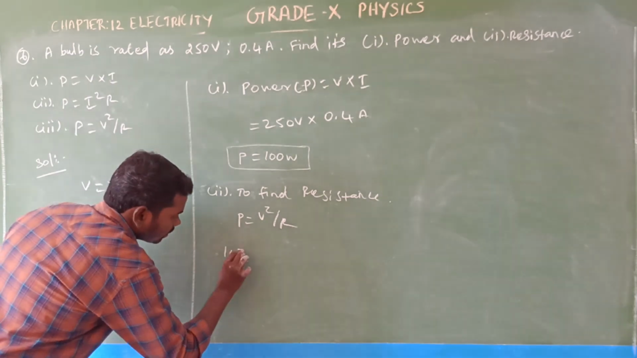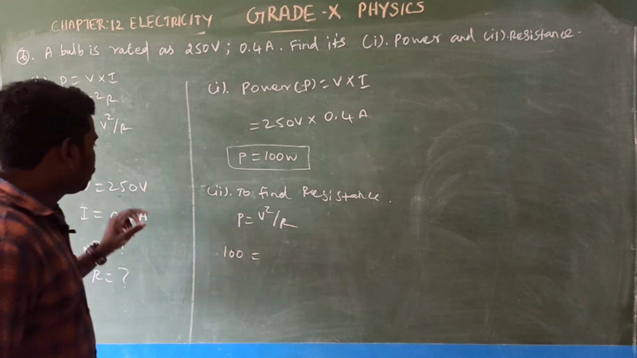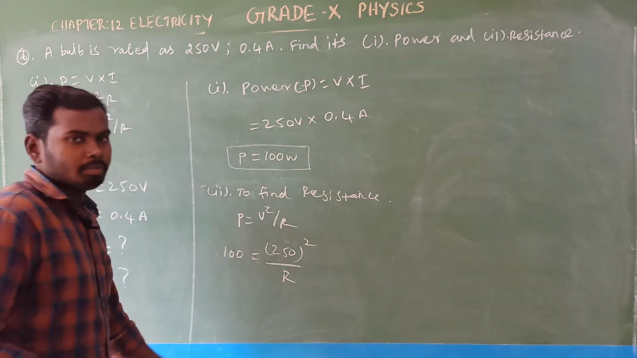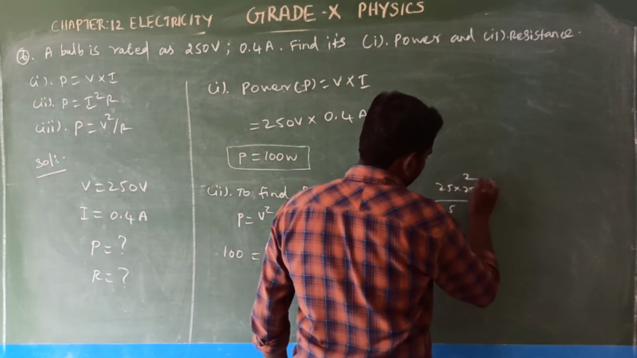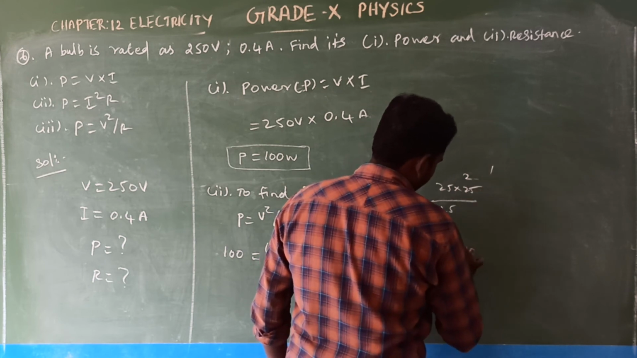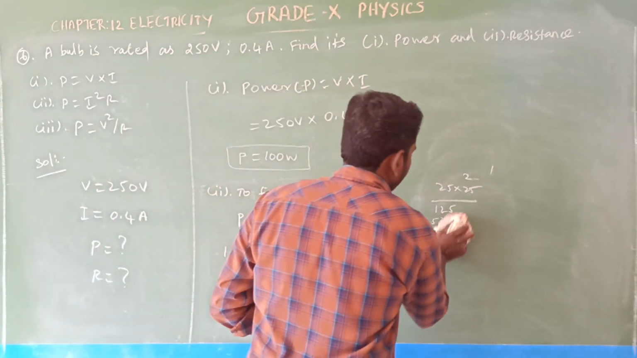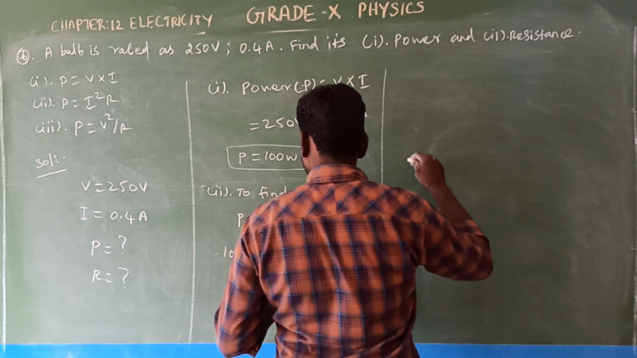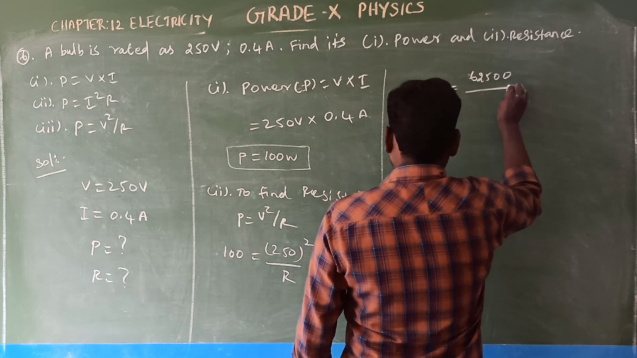P value is equal to 100, which is equal to V squared, the voltage is 250. So 250 whole square divided by resistance R, let it be. 250 into 250 is equal to 62,500. So 100 is equal to 62,500 by R.